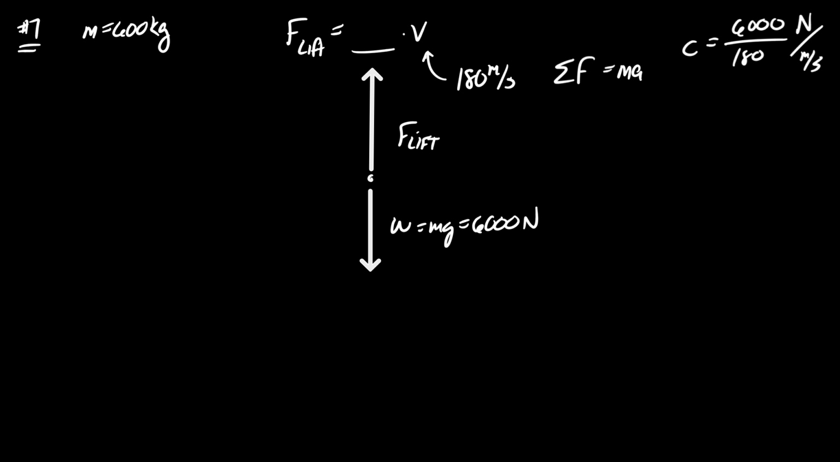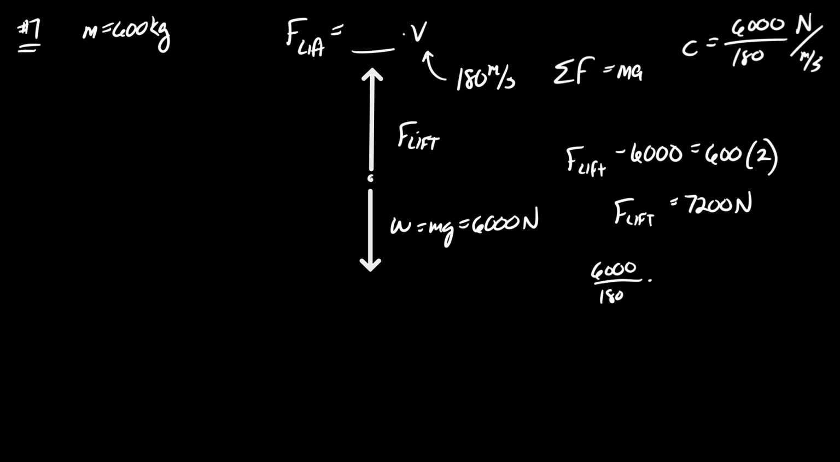So F lift minus 6,000 equals 600 times 2, right? The plane is accelerating at 2 meters per second squared. So that looks like F lift is 7,200 newtons. I just multiplied 600 by 2 and then added 6,000. So 6,000 divided by 180 times V equals 7,200. Am I right there? I mean, the 6,000 divided by 180, you could reduce. It doesn't have to look like that, but I'm not going to do the arithmetic.